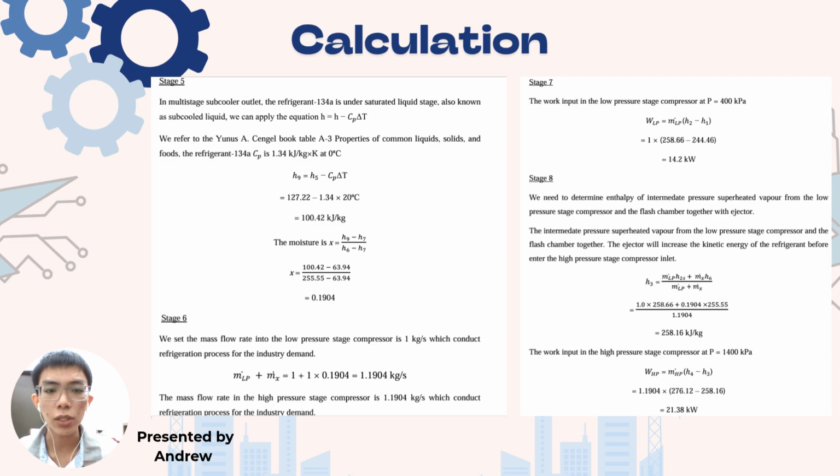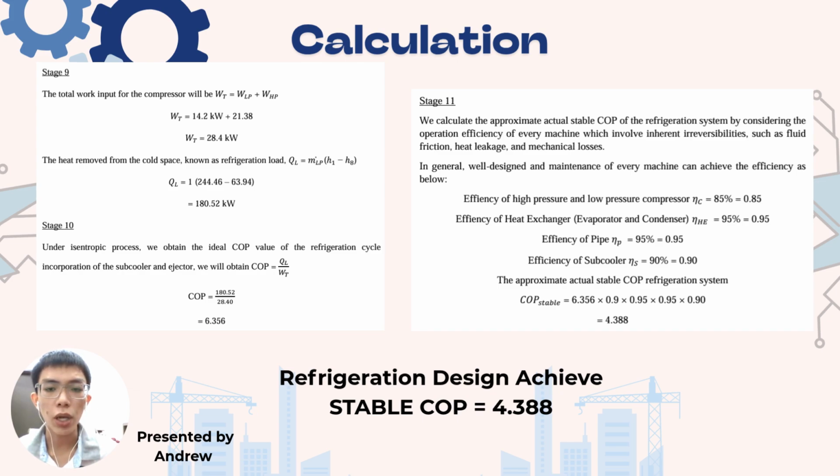We calculate the corresponding compression work input of 14.2 kW in low pressure compression and 21.38 kW in high pressure compression. Overall, the total compression work is 28.4 kW, while the refrigeration capacity achieved is 180.52 kW, indicating effective cooling performance of the refrigeration cycle.